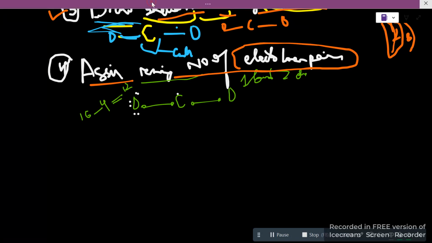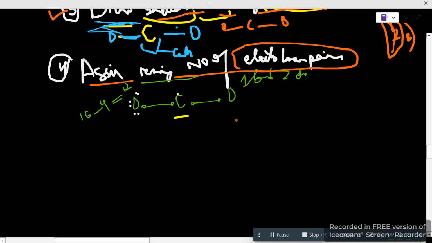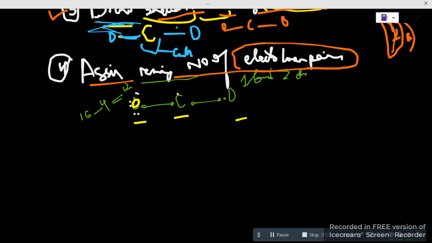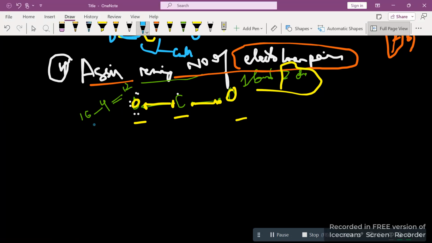Okay, so if this is the carbon, I made this oxygen, and this is also an oxygen. We need to know that one bond has two electrons. So if this is one bond, this represents two electrons. One bond has two electrons. That is very clear. You need to always keep this in your mind. Okay, so 16 minus 4 is equal to 12.